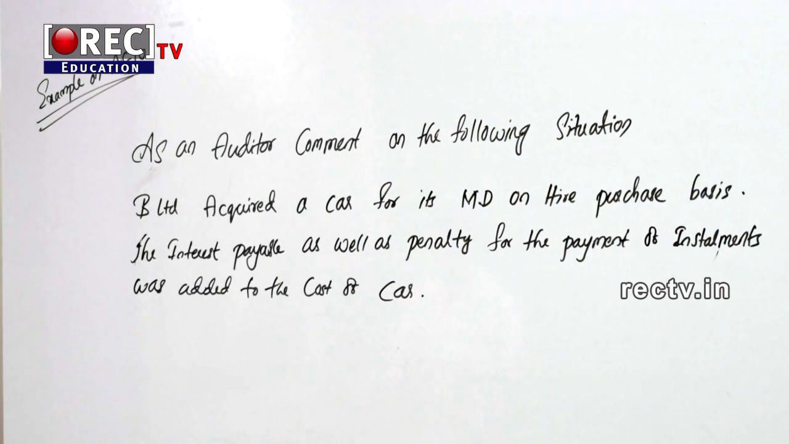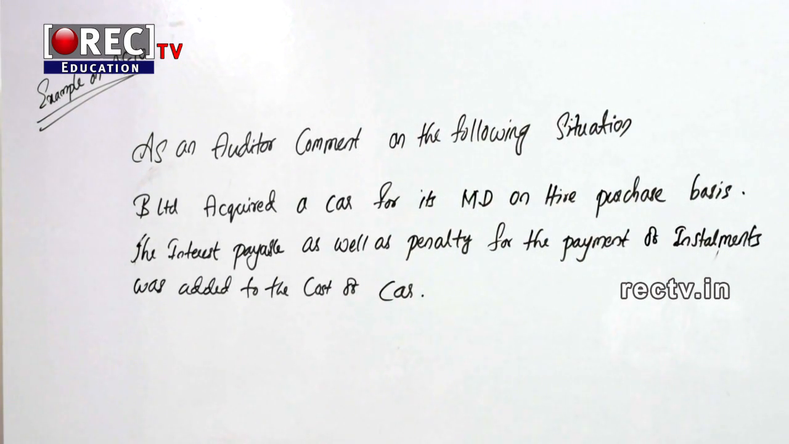So friends, only the treatment of cost and the outstanding installment is correct as per AS 10, but when we go to the penalty and the interest on installment, it is not to be added to the cost of car as it is not included in AS 10.